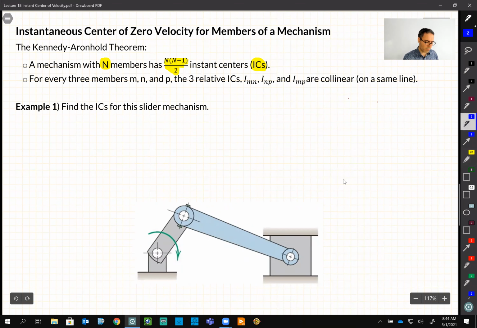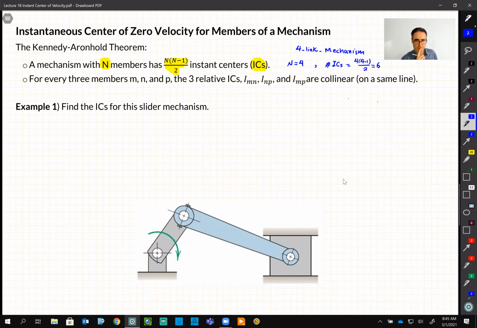Let's see if they were right for the 4-link mechanism. So n is 4, it's a 4-link mechanism. So the number of ICs is equal to 4 multiplied by (4 minus 1), divided by 2, which gives me 6, right? Is that right? Yep.